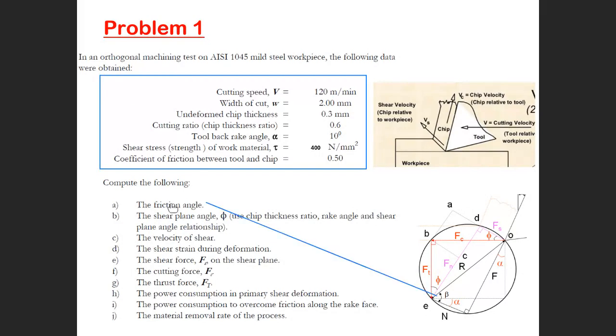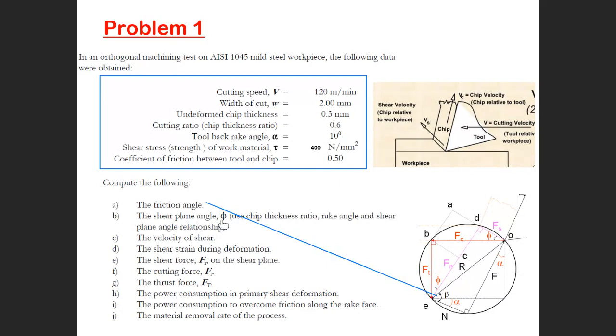To remind you, friction angle is beta. Tan beta equal to F divided by N, or mu. Mu is given, the coefficient of friction, 0.5, equal to tan beta. Then we can obtain beta. Beta equal to tan minus 1 of mu, which is 0.5. Then you get beta.